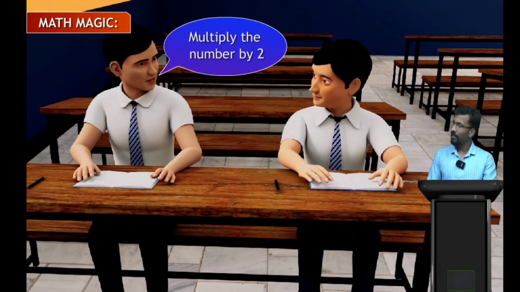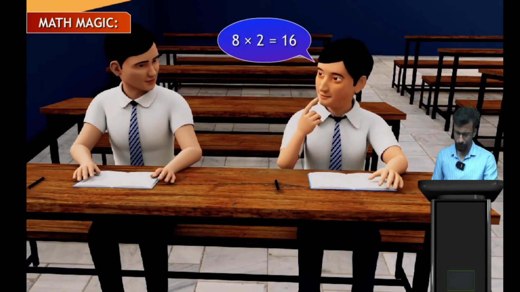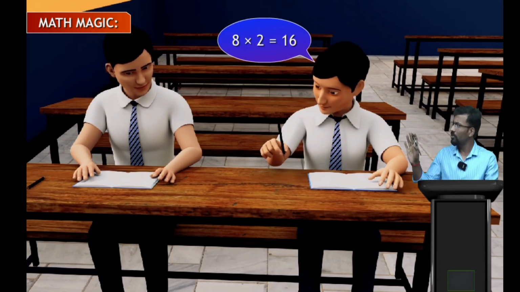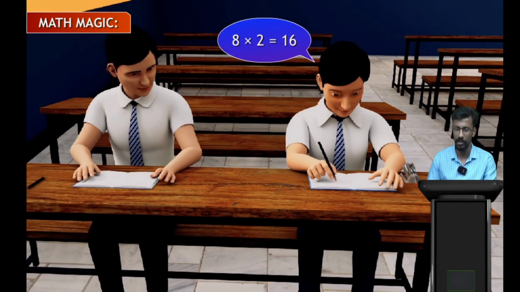Got it? Then the first boy says to multiply the number by 2. So we will follow a few steps. We have to multiply the number by 2. The number the second boy says is 8, then we multiply that number by 2. Clear? So after multiplying, he got 8 multiplied by 2 equals 16.